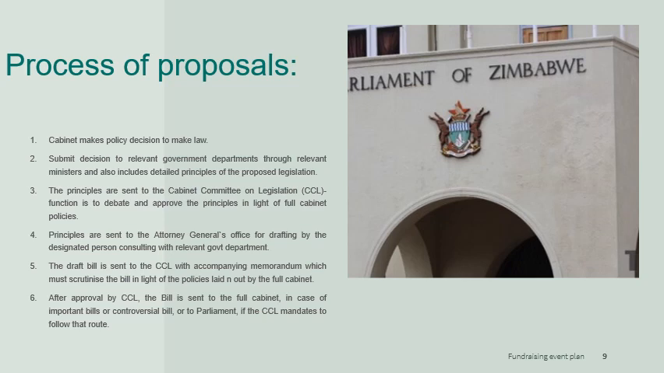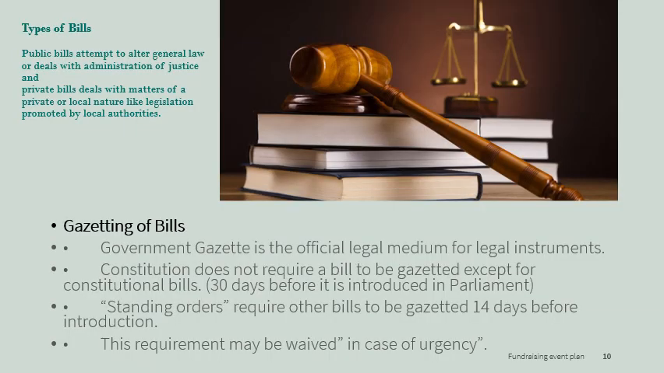Now, after approval by the CCL, the bill is sent to the full cabinet in the case of important bills or controversy in the bills, or it is then sent to Parliament if the CCL mandates to do so. Now, the types of bills that are there, we have public bills which attempt to alter general law and deal with generally the administration of justice, and then we have private bills that deal with matters of a private or local nature, like legislation promoted by local authorities.